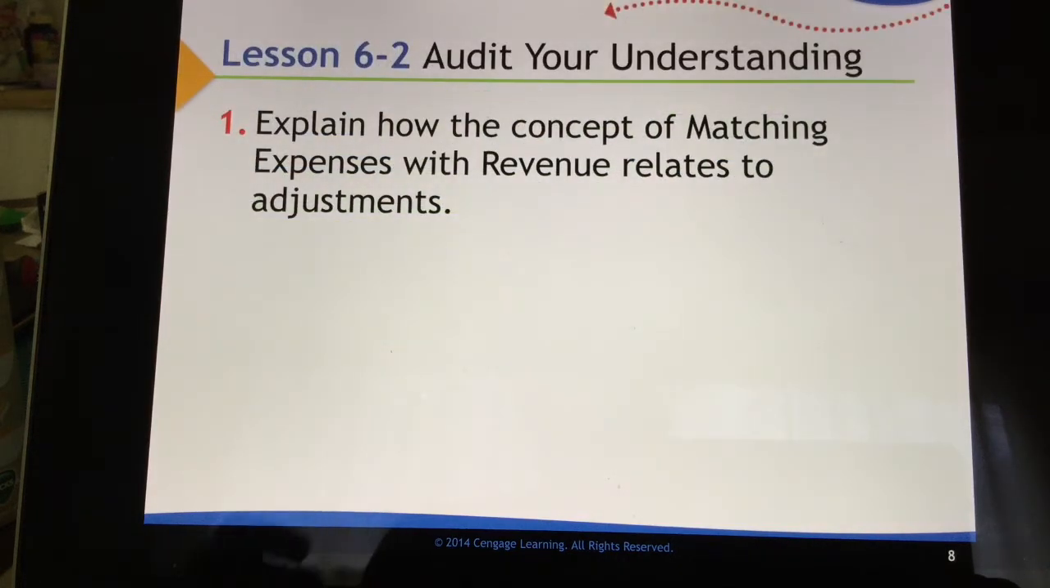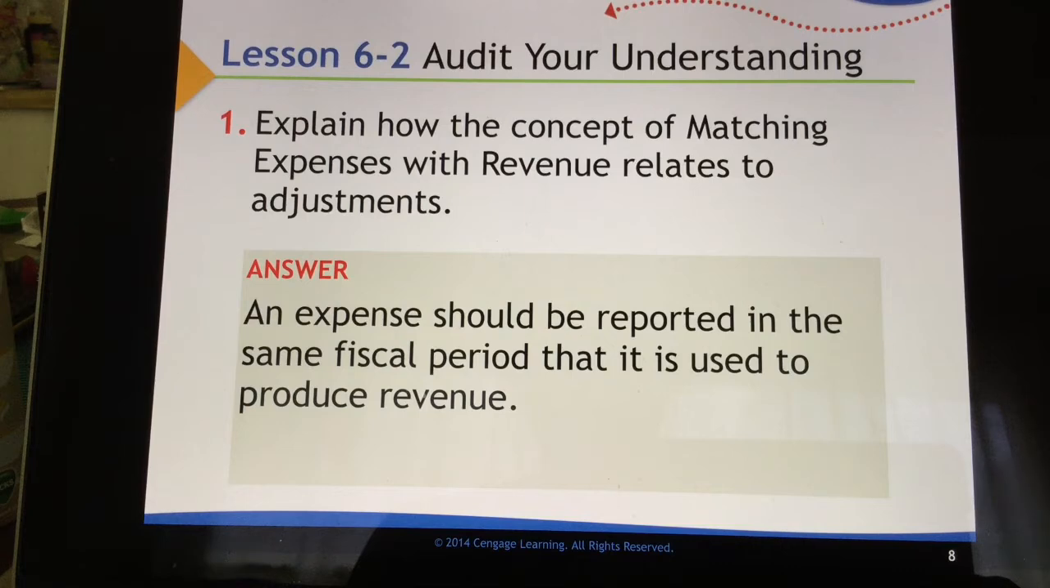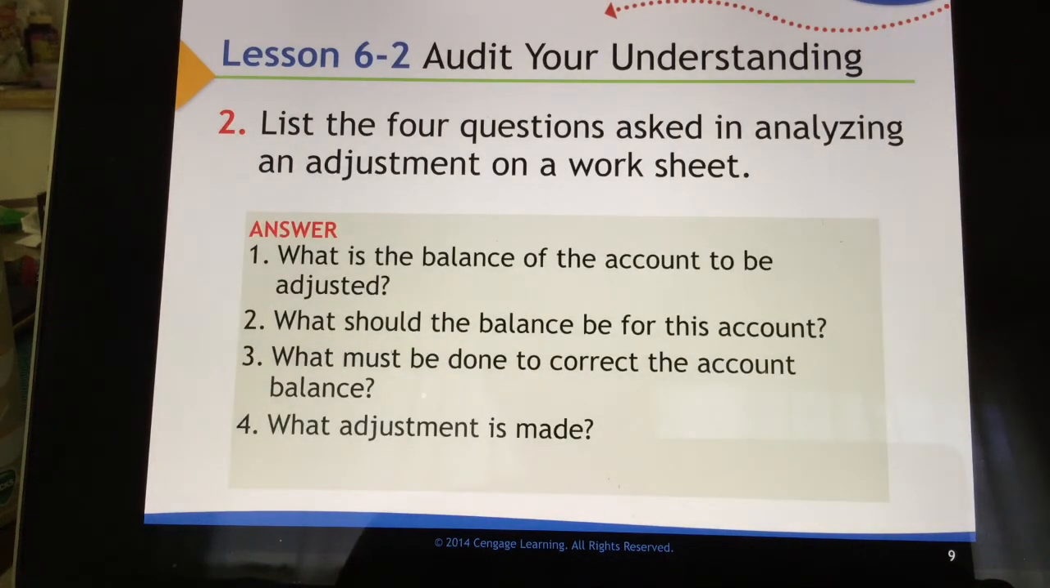Explain how the concept of matching expenses to revenue relates to adjustments. An expense should be reported in the same fiscal period that it is used to produce revenue. List the 4 questions asked in analyzing an adjustment on a worksheet. What is the balance of the account to be adjusted? What should the balance be for the account? What must be done to correct the account balance? And what adjustment is made?